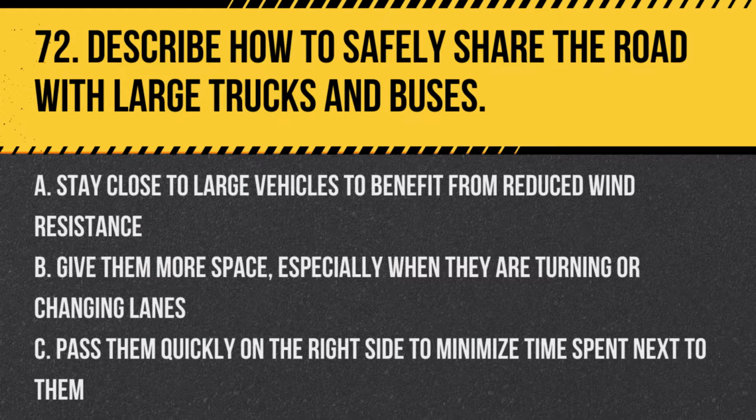Question 72. Describe how to safely share the road with large trucks and buses. A. Stay close to large vehicles to benefit from reduced wind resistance. B. Give them more space, especially when they are turning or changing lanes. C. Pass them quickly on the right side to minimize time spent next to them.